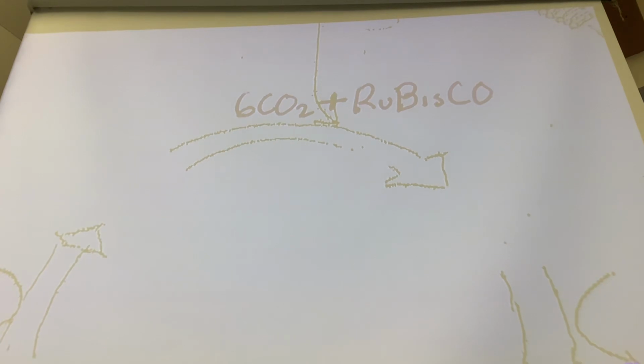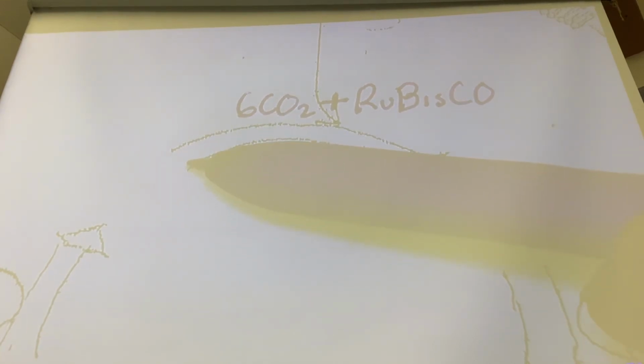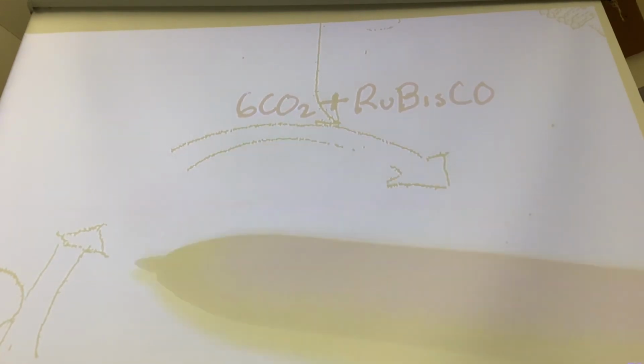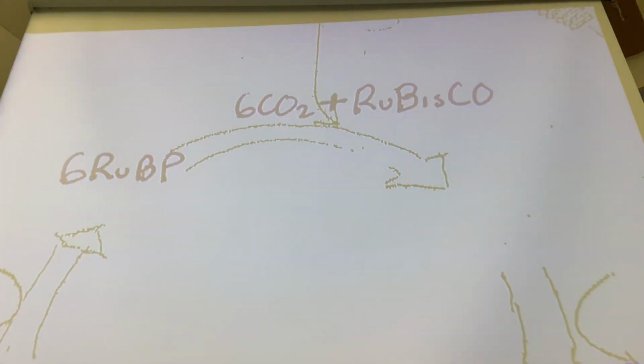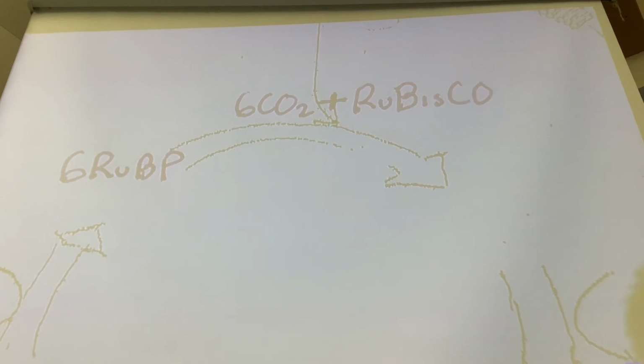Alright? Now, Rubisco's going to grab onto the carbon dioxide, and it's also going to grab onto another molecule, which is really our starter molecule of the Calvin cycle. Now, this one I have not told you the name until today. And this one is called RuBP. So 6 RuBP molecules are going to meet up with the carbon dioxide and the Rubisco.